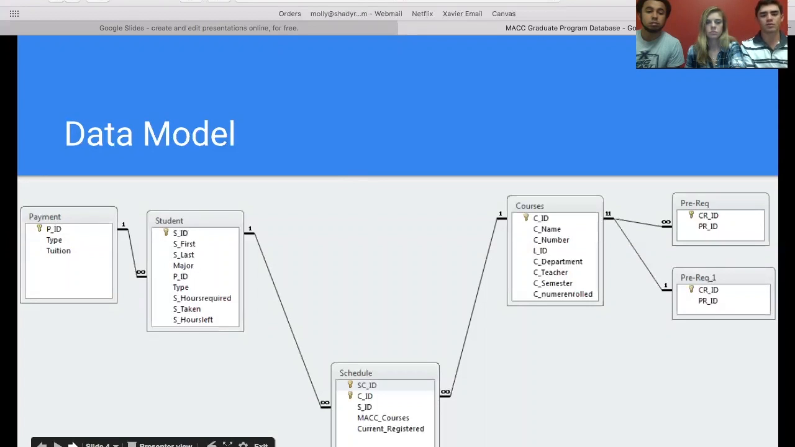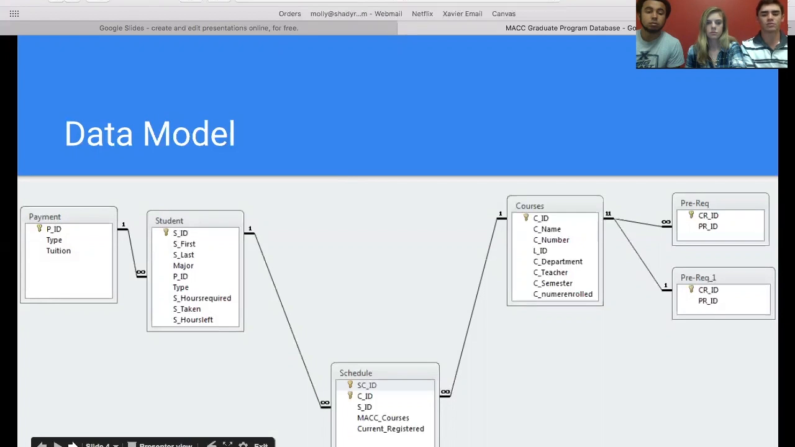The student table consists of the student ID, student first and last names, their major, the payment ID, the type of student that they are, the hours required to graduate, the hours they have taken, and the hours they have left in order to graduate. The student table can then be linked to the schedule table by a one-to-many relationship, as one student will have many schedules in their career in the program.